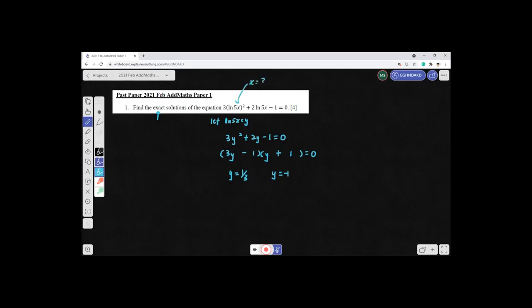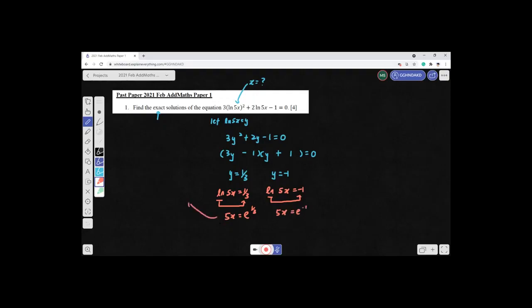What is the x, not the y? So when you let, you have to turn it back. Return it back to the normal one, which is ln 5x equal to 1 over 3, ln 5x equal to -1. Just continue solving it. The ln, I bring to the other side, 5x equal to e power 1 over 3. Same goes to this. Ln, if I bring to the other side, it will be 5x equal to e^-1.